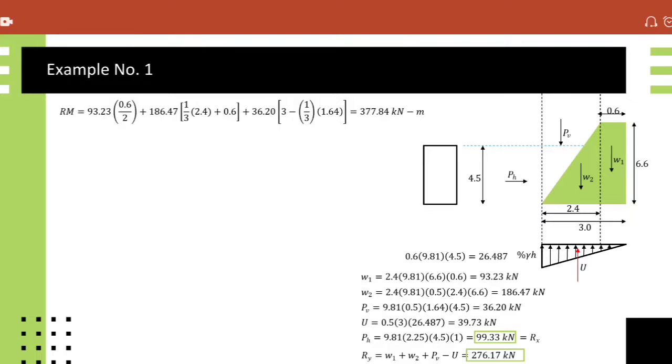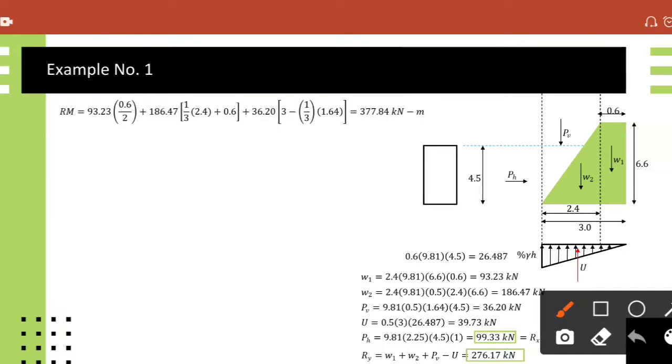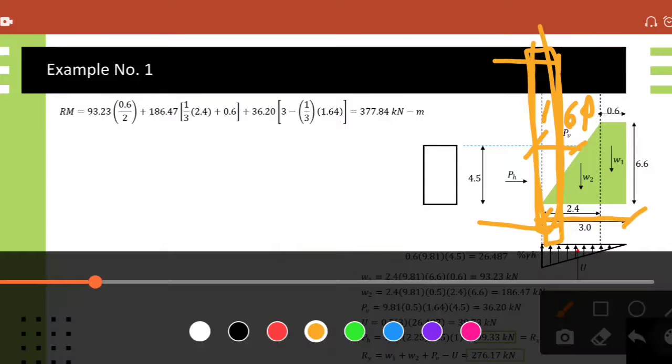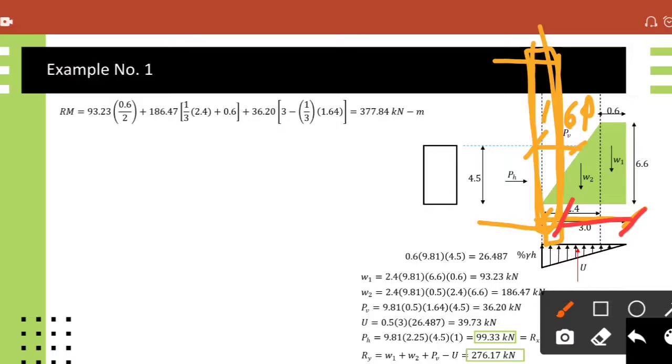Next is the 36.20. Ano ba tong 36.20 na to? Sa 36.20 na yan, that is the PV. Tapos ang pinag-travel niya is yung yan. Nakuha na kasi natin yung 1.64 kanina. Ito yung 1.64, di ba? Tapos, ang ginawa ko dyan is kinuha ko yung buong span na 3, tsaka ako minus yung 1/3 na natitira dito. Di ba 1/3 tong part na to? So, 1/3 ng 1.64, inalis ko sa 3 kasi ang kailangan ko lang is itong part. So, 3 minus 1/3 times 1.64. Kapag in-enter nyo yan sa calcu at in-equal nyo, makakakuha kayo ng sagot na 377.84. Yan ang ating resisting moment.